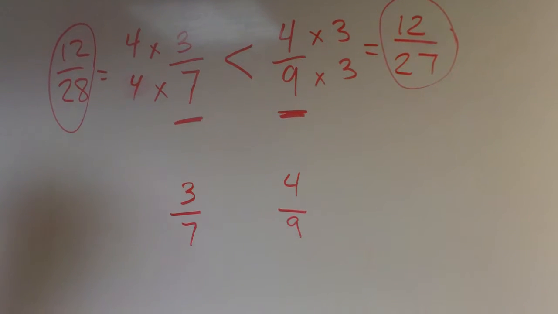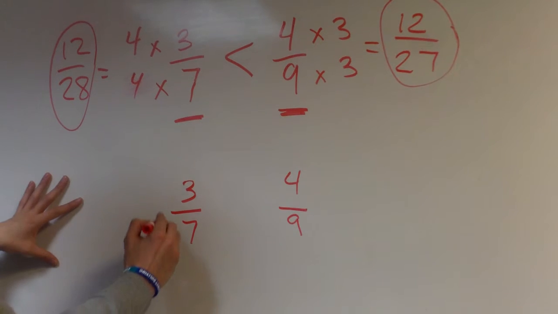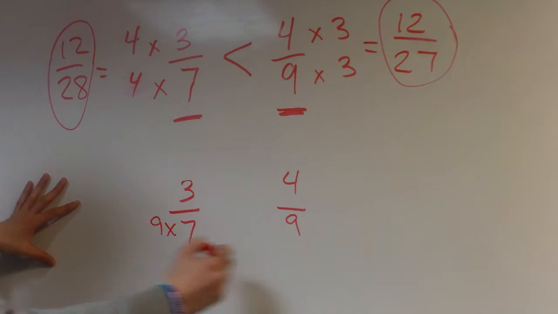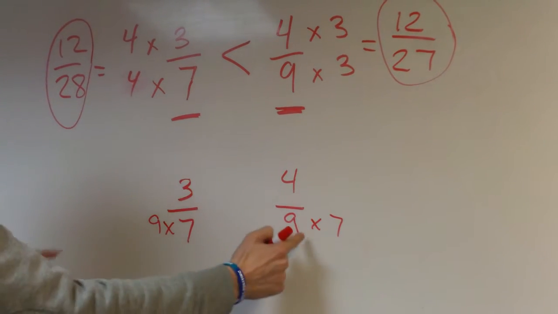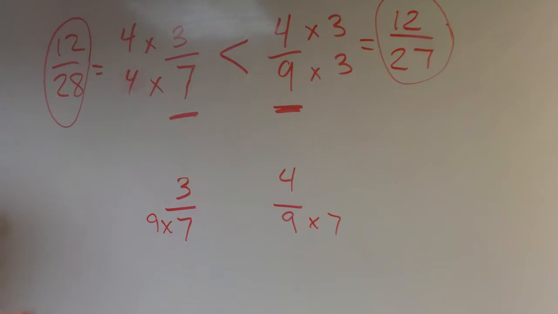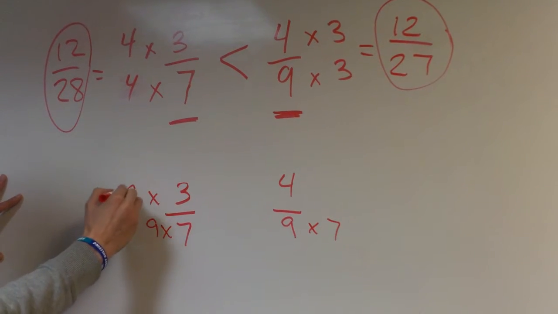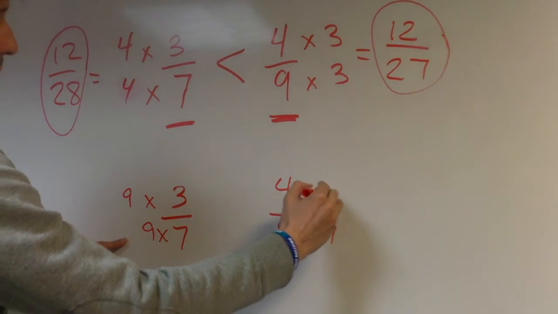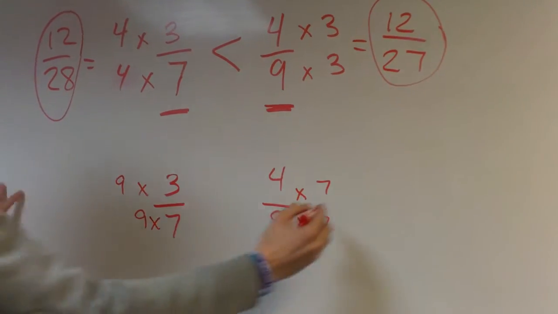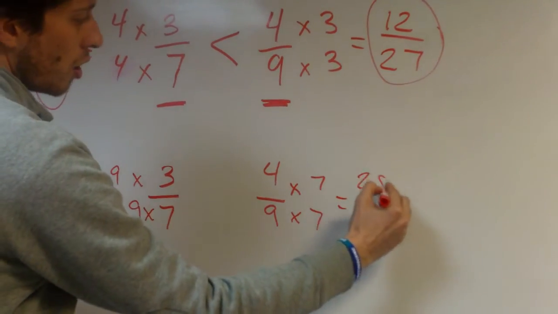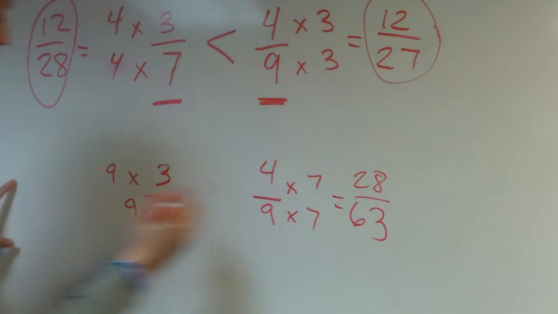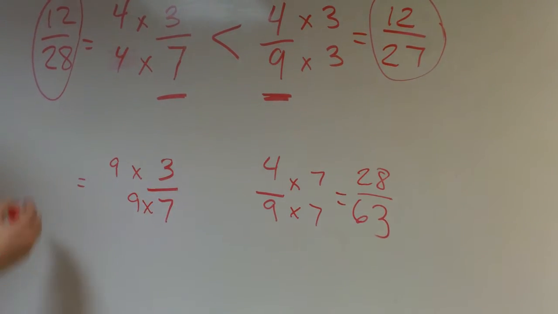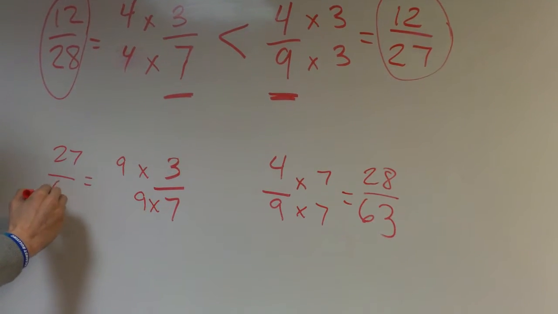7 and 9, I need to find my common denominator, which is 63. So I times this by 9 and this by 7, because 9 times 7 is 63, 7 times 9 is 63. I have to times the same top and bottom, numerator, denominator, times by 7, times by 9. Now I multiply across. 28/63rds, or 9 times 3 is 27/63rds.